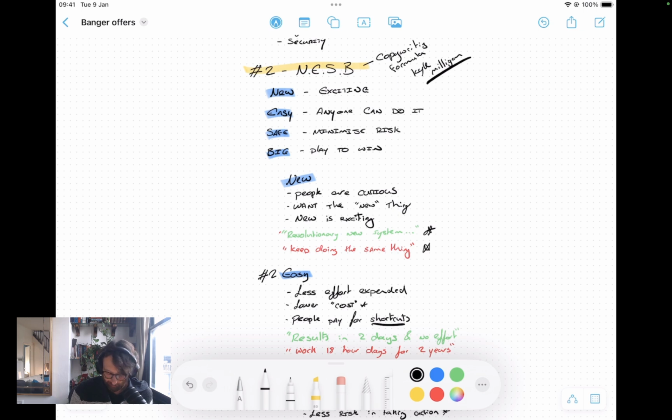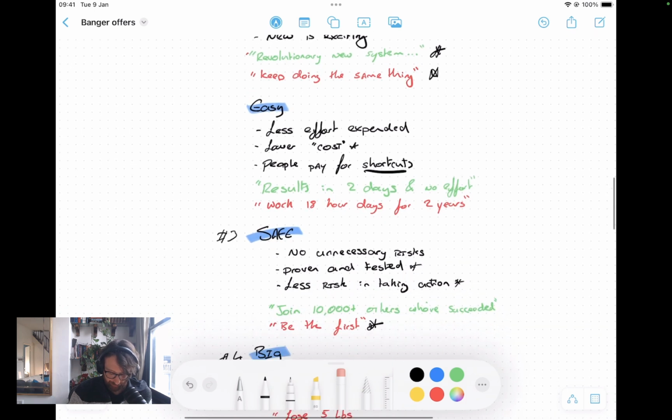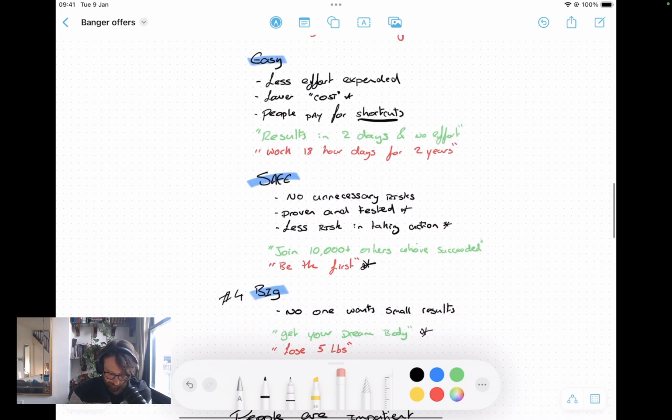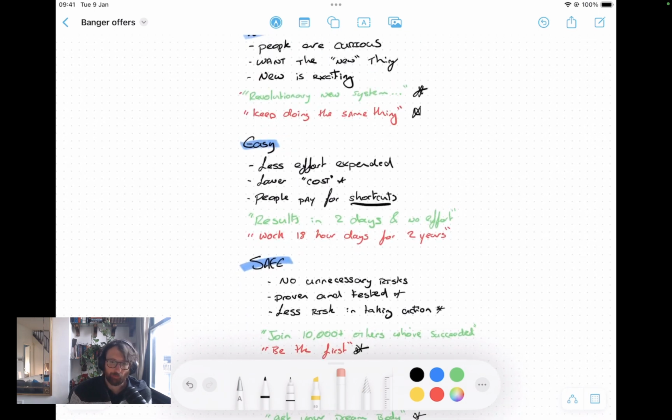It's a good copy formula, but I think it's really good for refining offers because these are fundamental reasons why people might not resonate with an offer, because it's going to seem like it's too much hard work, too much risk for not enough reward. And it's the same old thing that they've seen over and over again.